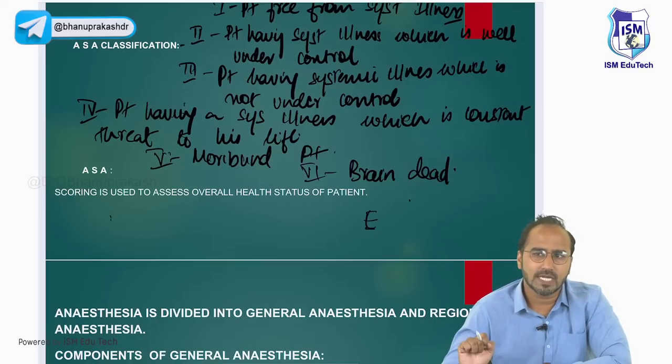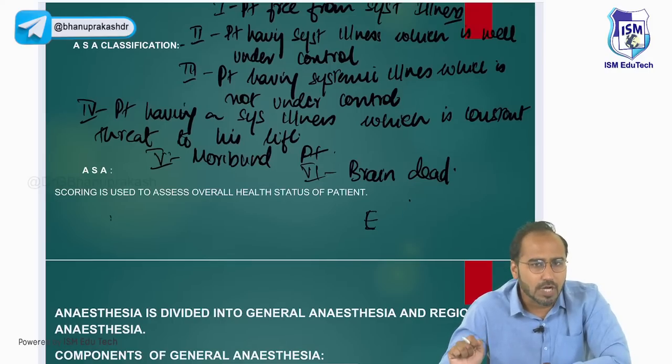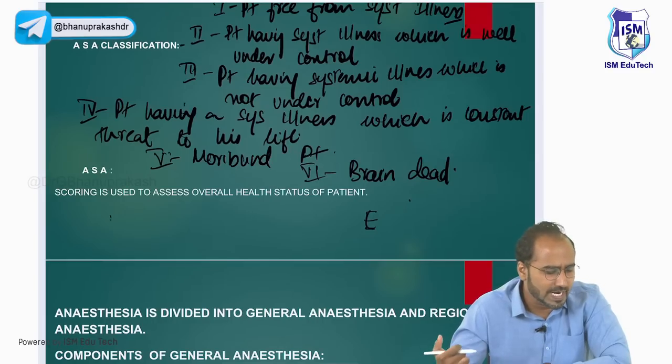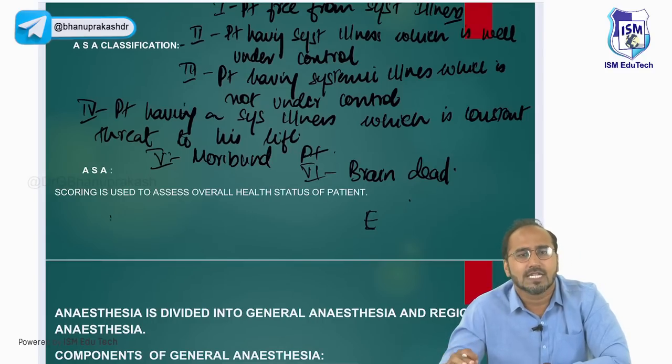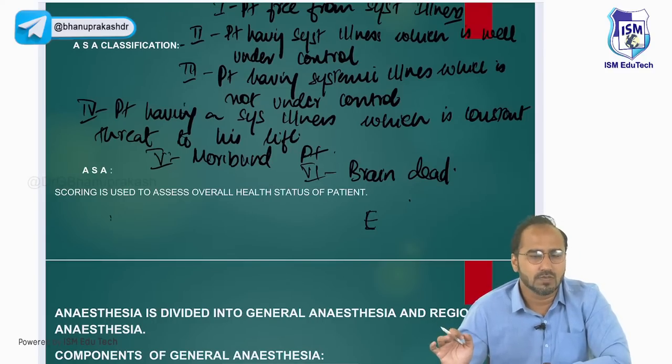Which category of ASA? ASA 1. Very good. ASA 1. But is tonsillectomy an emergency? No. So tonsillectomy is not an emergency. So we'll just write what? We'll just write class 1. Class 1.